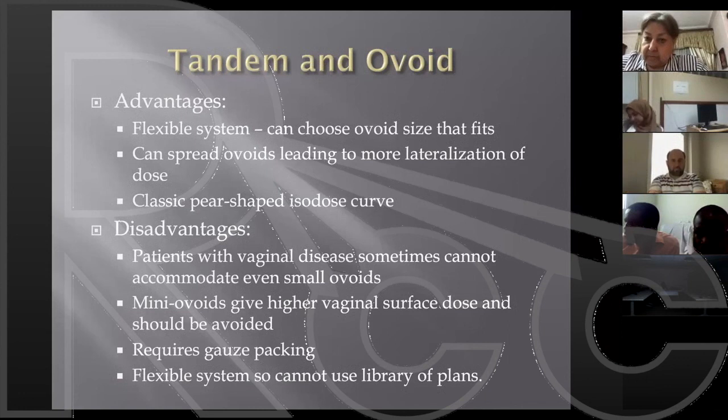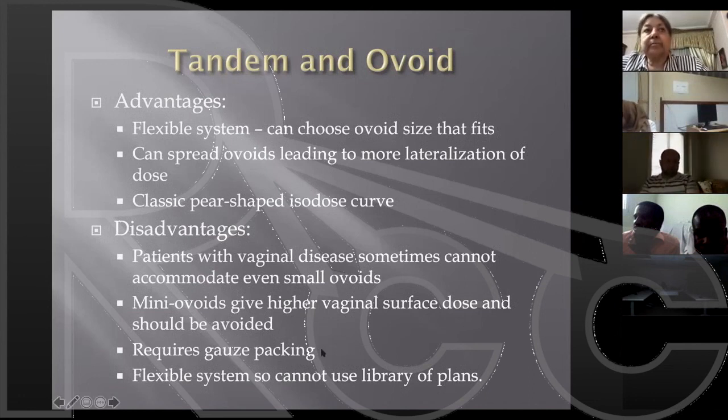With tandem and ovoid, there is a rectal retractor, but the Varian one has been recalled. So with most tandem and ovoid systems, you have to use gauze packing, which can be technically cumbersome and difficult to get where you want it. The tandem and ovoid system is also a flexible system. The tandem is never going to be in the same position relative to the ovoids each day, at least with the Varian tandem and ovoid applicator. So you are always going to need to plan each fraction.